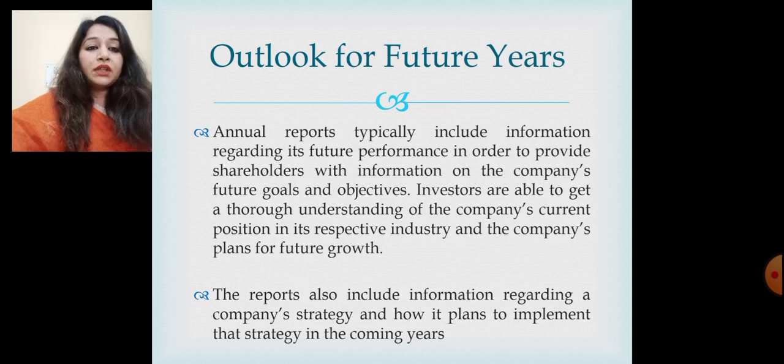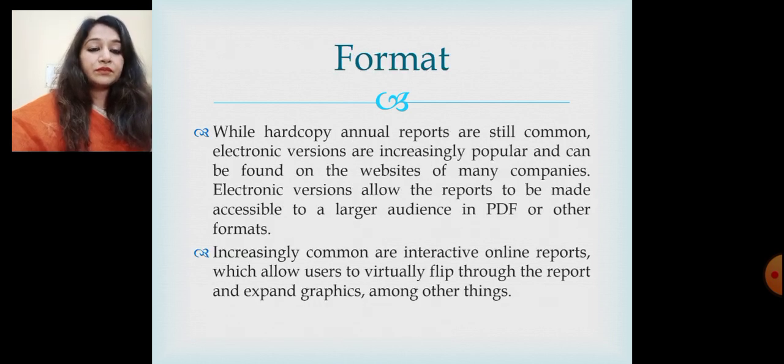Next, annual report typically include information regarding its future performance in order to provide shareholders with information on the company's future goal and objective. Investors are able to get thorough understanding of the company's current situation, current position in its respective industry, and the company's plan for future growth. The report also includes information regarding the company's strategy and how it plans to implement that strategy in the coming years.